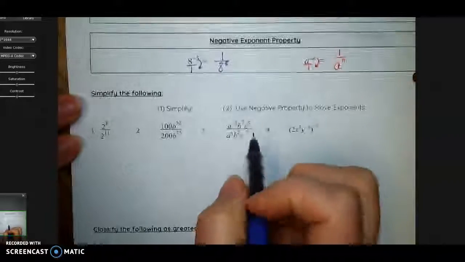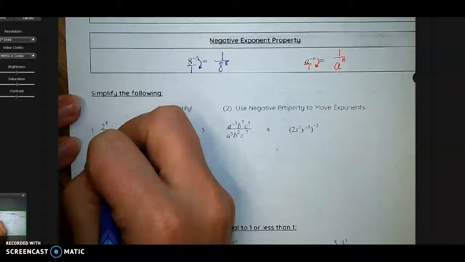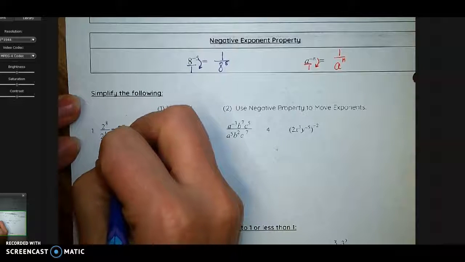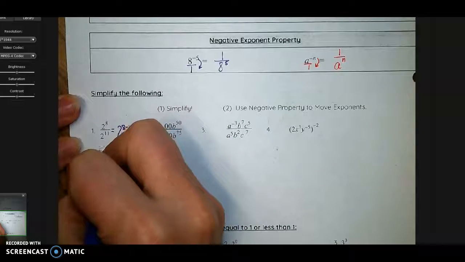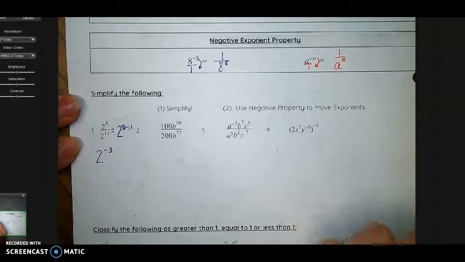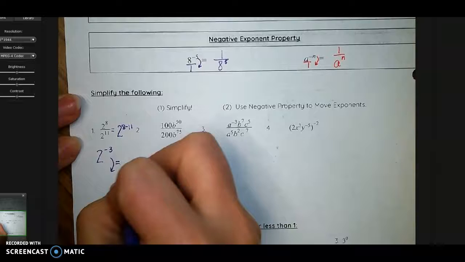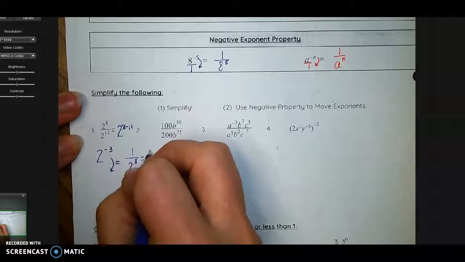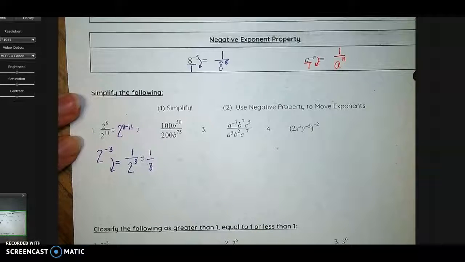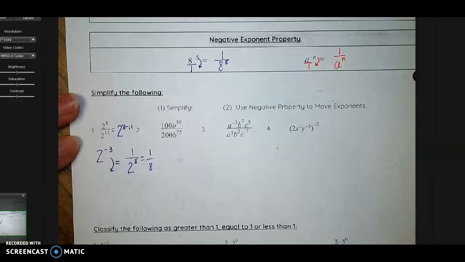So I'm going to simplify, and I'm going to use the negative property to move the exponents. So on this one here, I would get 2 to the 8 minus 11. Well, 2 to the 8 minus 11 is 2 to the negative 3. Well, I'm going to have to move that down to the bottom. And then I could also think of that as 1/8. And if I were to write all those 2's out and cancel, I would find the same thing.